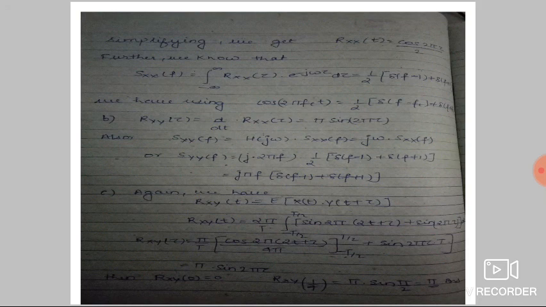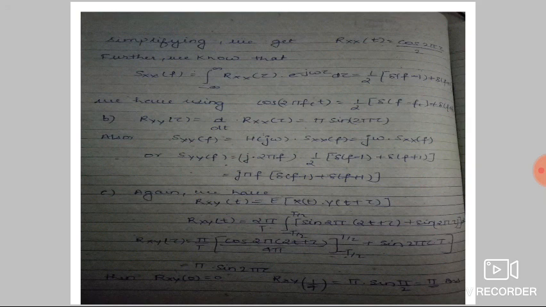Further, we know that Sxx(f) equals integration from minus infinity to infinity of Rxx(tau) e raised to power minus j omega tau d tau, which equals 1/2 [del(f minus 1) plus del(f plus 1)]. We have used cos 2 pi fc t equals 1/2 [del(f minus fc) plus del(f plus fc)].